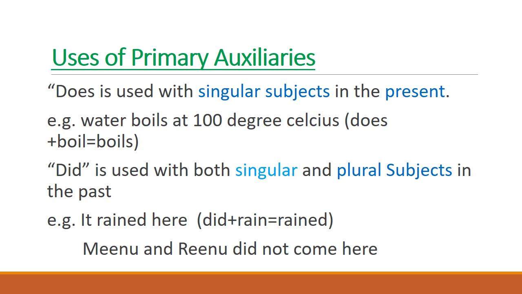Did is used with both singular and plural subjects in the past. Example, it rained here. The first example, it rained here, shows did used with a singular subject in the past. Another example, Minu and Renu did not come here, shows it used with plural subjects. So these are the examples.